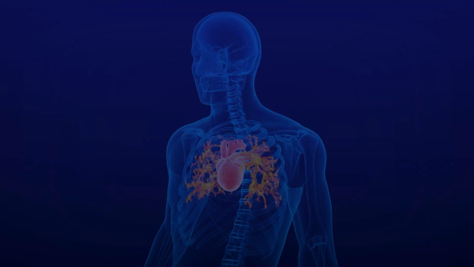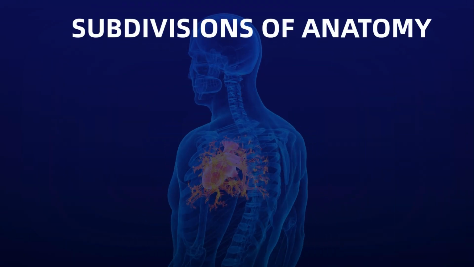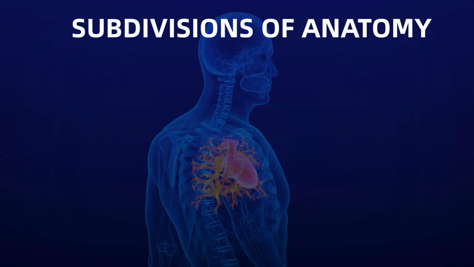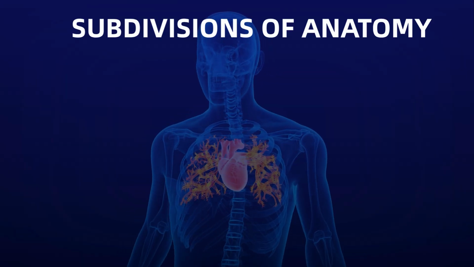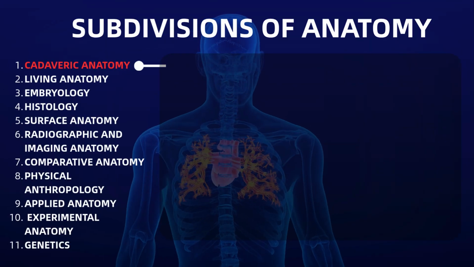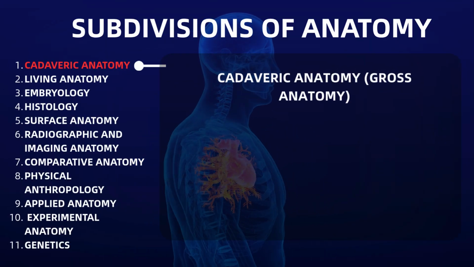Now let's talk about the subdivisions of anatomy. Over the years, the scope of anatomy has grown a lot. It's not just about dissecting anymore. Scientists now study the body using different tools and methods. First one, cadaveric anatomy, which is also called gross anatomy.